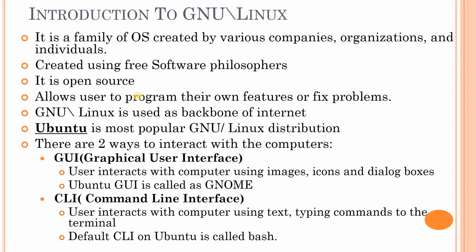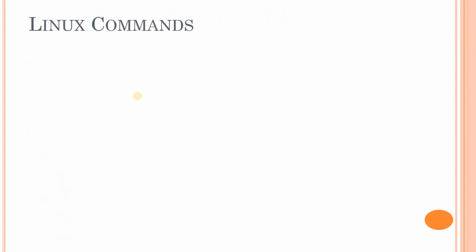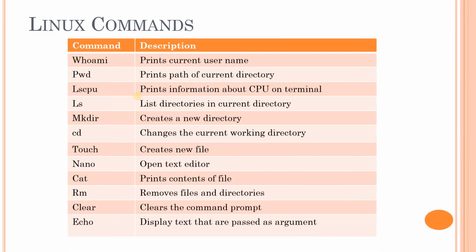Let us understand a few of the commands which are used in Linux. These Linux commands we can type on the terminal. The commands are whoami, which prints the current user. Next one, pwd. It is going to print the working directory. Next is lscpu. It is going to tell the information about the CPU. Next, ls. It is going to list the directories which are present in the current directory. Next is mkdir. It will create a new directory.